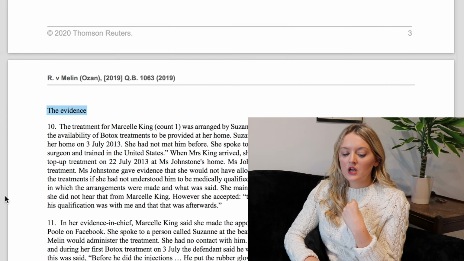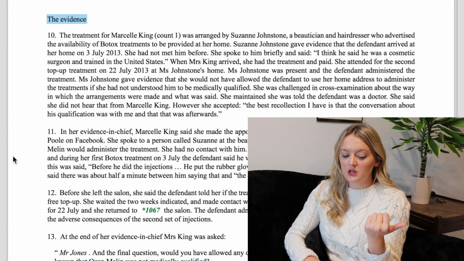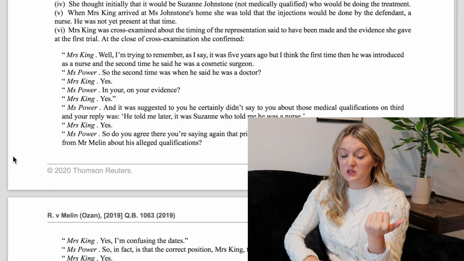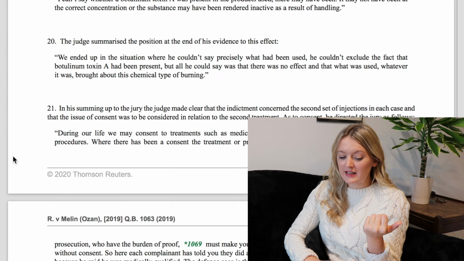So after you've read the introduction, I would just skim through and find the other key subheadings. In this particular case, the subheadings are the evidence, which is them going through sections from the witness testimonials in court and in more detail about what actually happened. If you're just looking at the principle of the case, none of that's really that relevant.